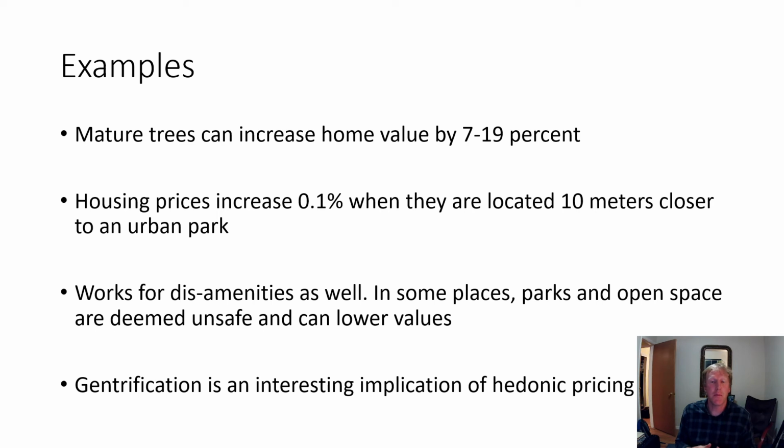Some neighborhoods have more ozone or poor air quality. So you can look at changes in price for the same homes, with the same sort of features, square footage, number of bathrooms, age of home, for something like air quality. Studies have found that mature trees can increase the home value by 7 to 19%. These are things we're using hedonics for.